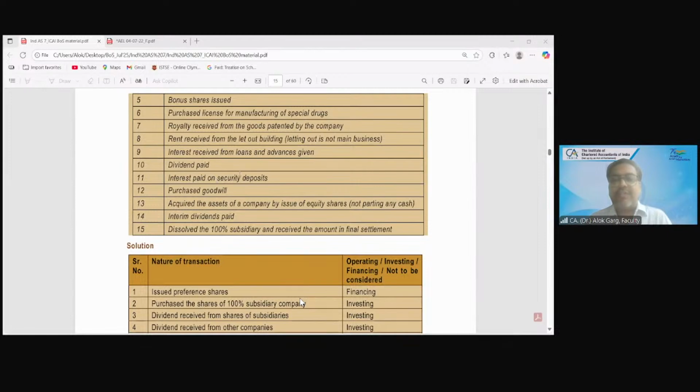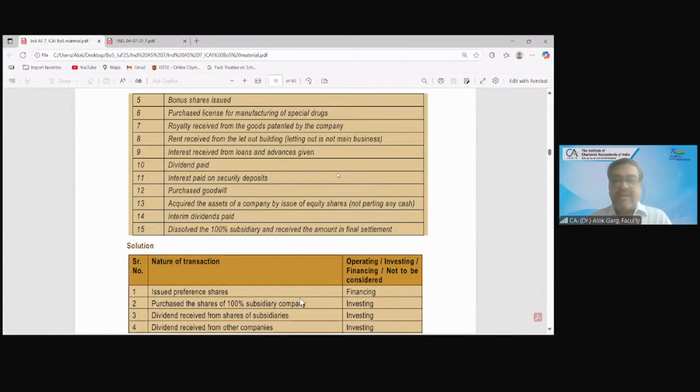Interest paid on security deposits. Financing activity. Very good. Purchased goodwill. You have paid for goodwill, which is an intangible asset, so it is investing.